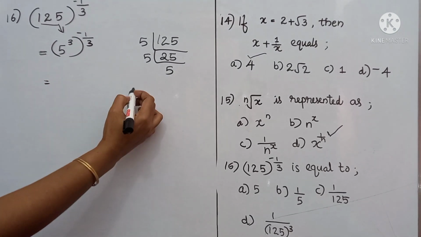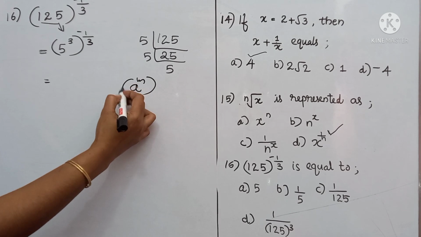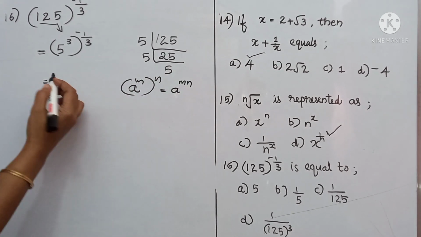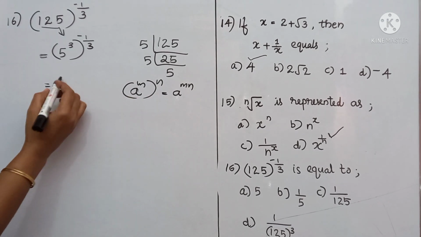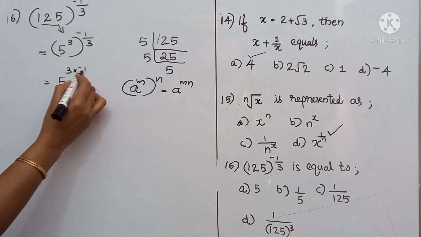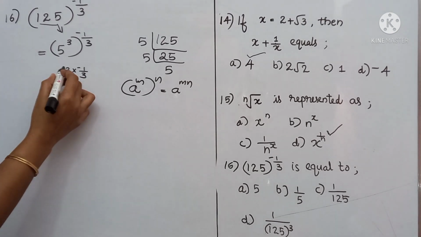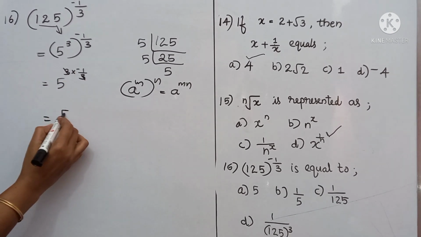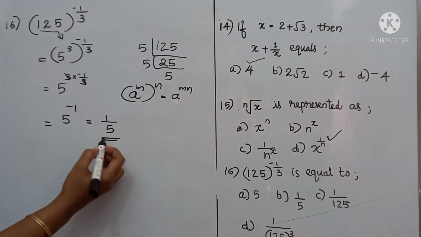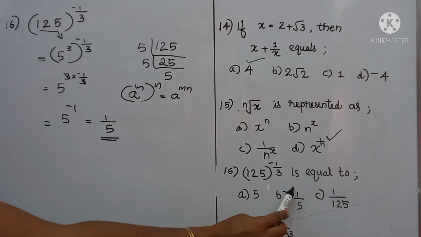Now it is of the form a raised to m, the whole raised to n is equal to a raised to m into n. So here we are applying that law, 5 raised to 3 into minus 1 by 3. That is equal to 3 and 3 can be cancelled. 5 raised to minus 1 we are getting, that is equal to 1 by 5. So our answer is 1 by 5, option B.